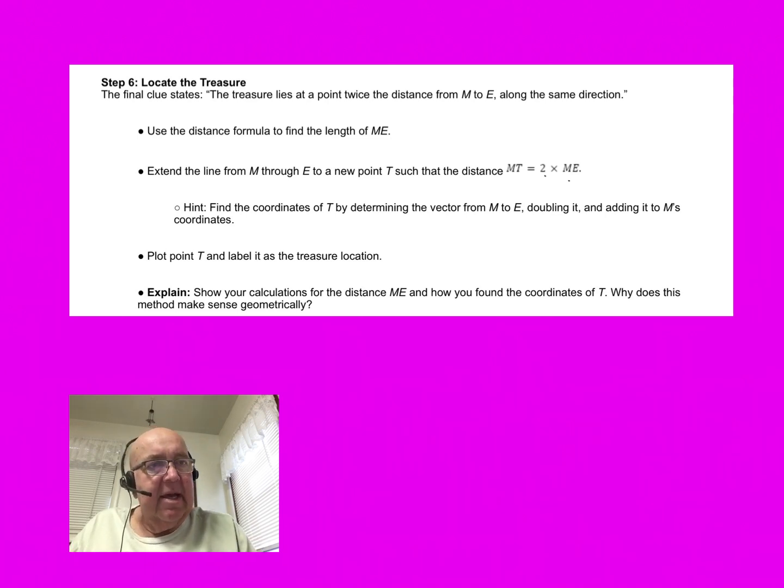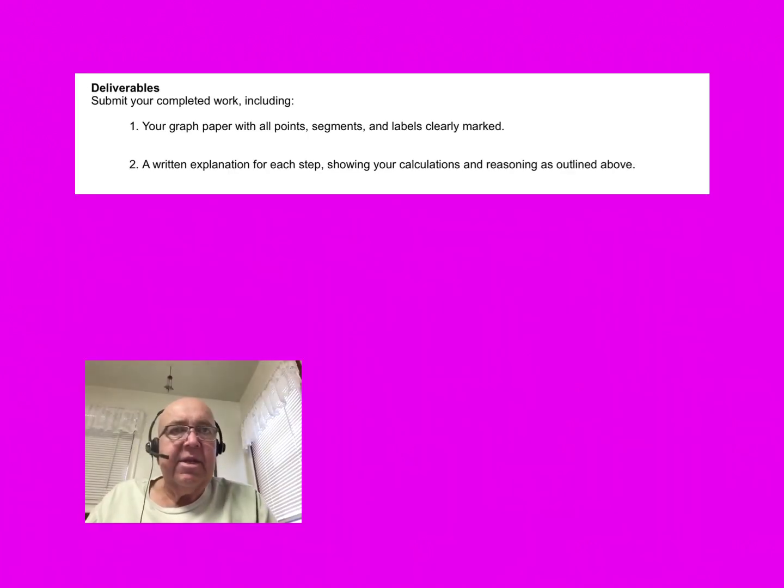Then finally, you're going to have a graph with all the points and segments. They need to be clearly labeled and marked, and then you're going to have a written explanation for each step, showing all of your calculations and explaining your reasons. Again, I stress look at the rubric inside Canvas to see how things will be evaluated. Make sure you include all those points to get to the level that you want, and you should do well.